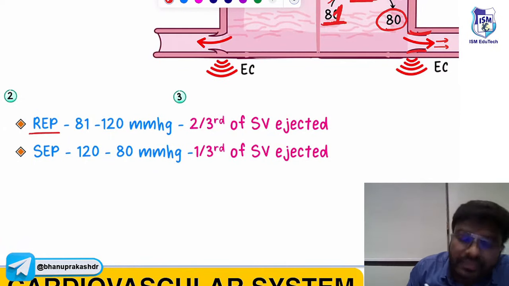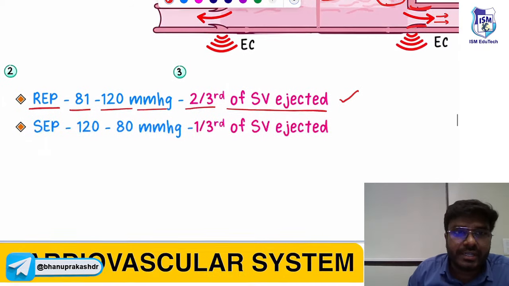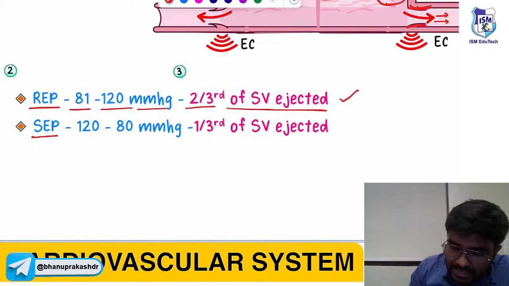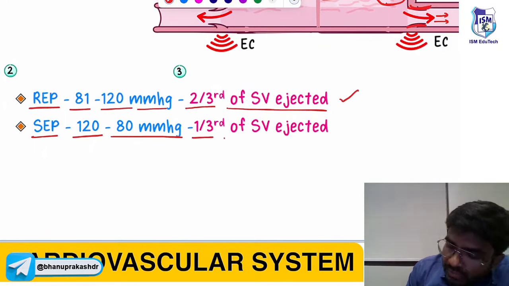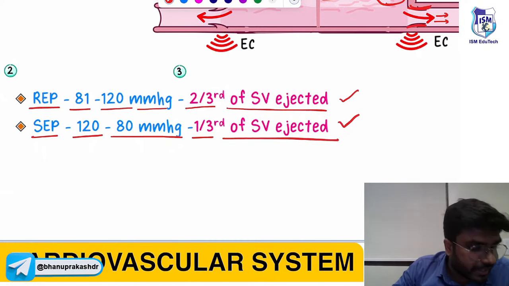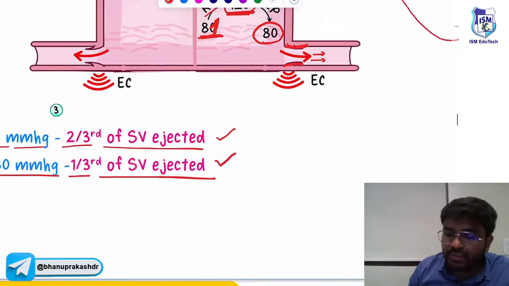So, the rapid ejection phase occurs when the pressure is increasing from 81 to 120 mmHg. During this phase, 2/3 of the stroke volume is going to be ejected. During the slow ejection phase, the pressure falls from 120 back to 80. During this phase, only 1/3 of the stroke volume is going to be ejected.